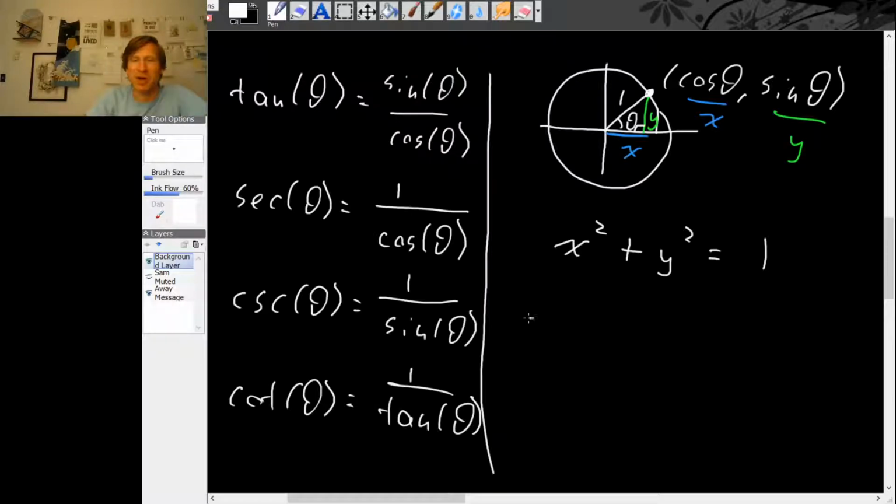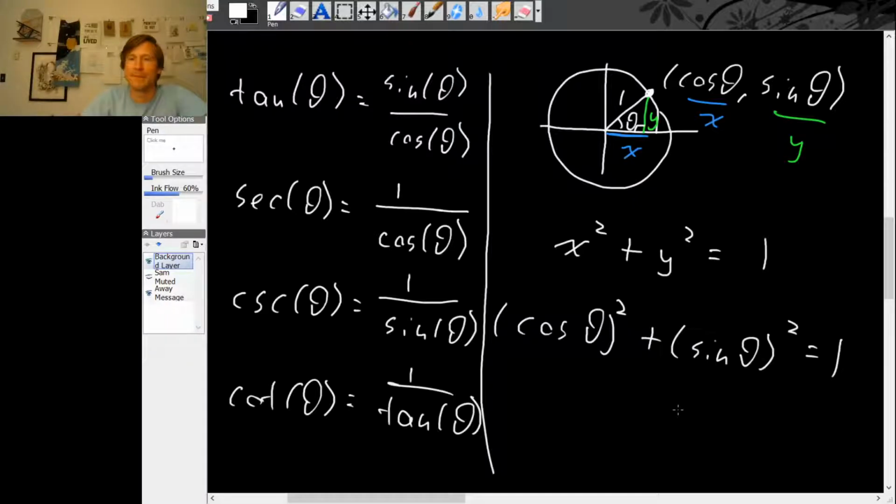But remember, x is actually cosine theta. So cosine theta squared plus, and y is actually sine theta, so sine theta squared is equal to 1. So cosine theta squared plus sine theta squared is always equal to 1. That's not totally obvious from the definition of sine and cosine, but it does happen to be true. It's just another way of saying the Pythagorean theorem. So this is another identity.